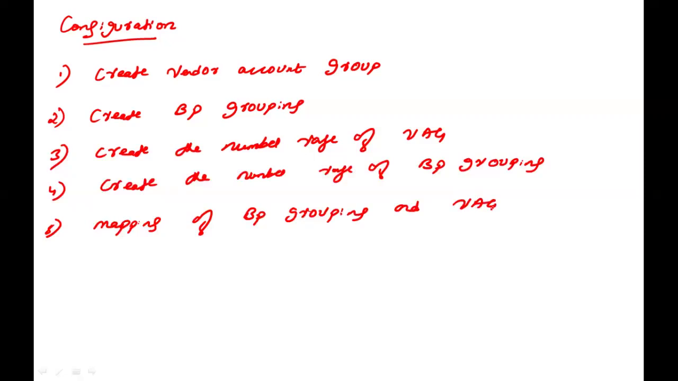So these are the things which we'll be doing today. We will be creating the vendor account group. We will create the BP grouping and create the number range for both vendor account group and the BP grouping. And we will map the BP grouping and vendor account group. So when we are doing this, let us follow the three prerequisites that I defined, so that the numbers which are getting generated for BP and the vendor are the same.